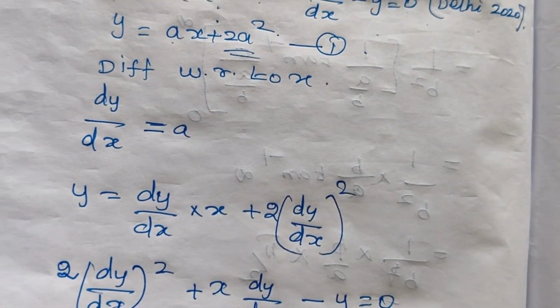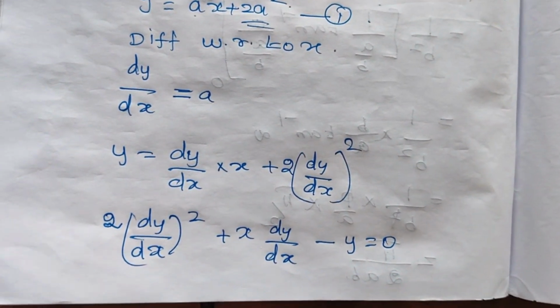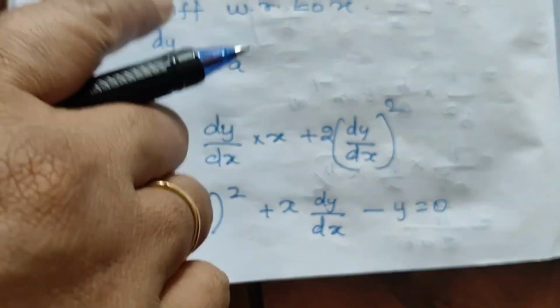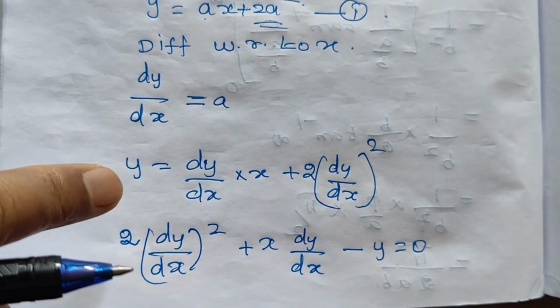This is a differential equation. It is asked to prove. So here we have to substitute the values alone.